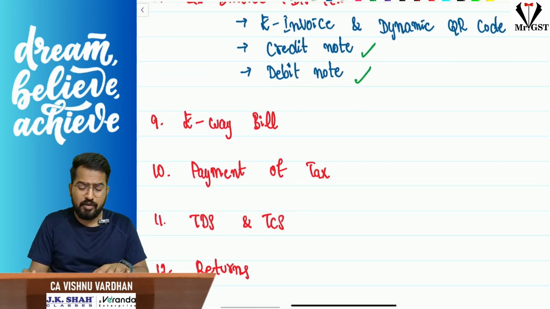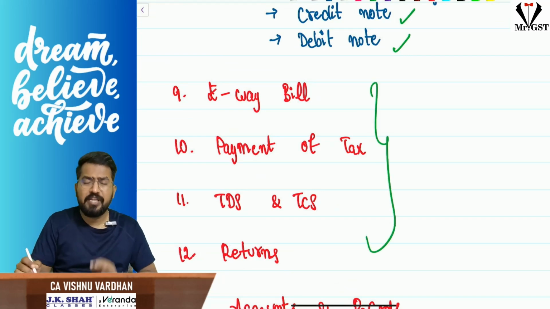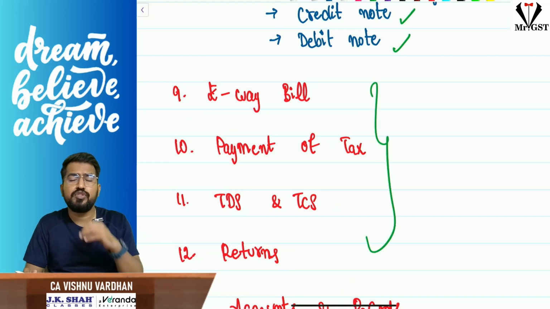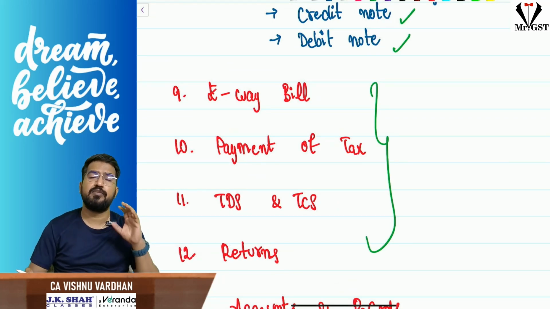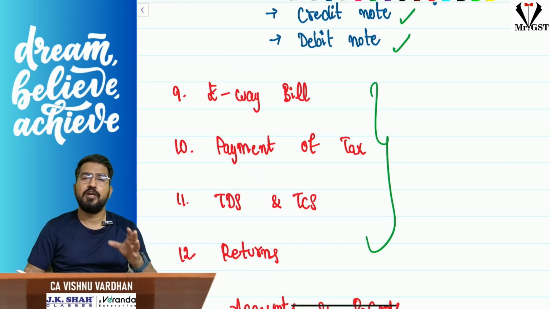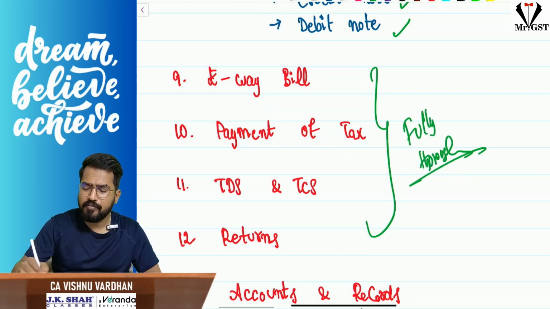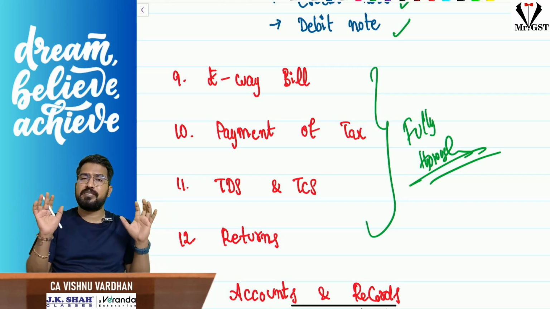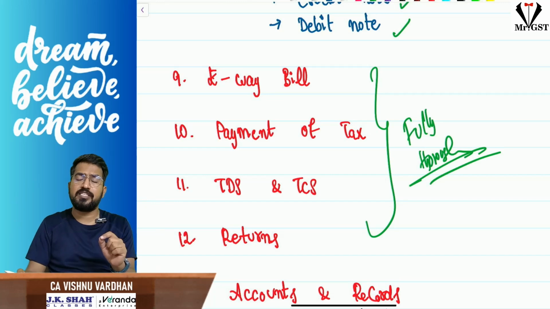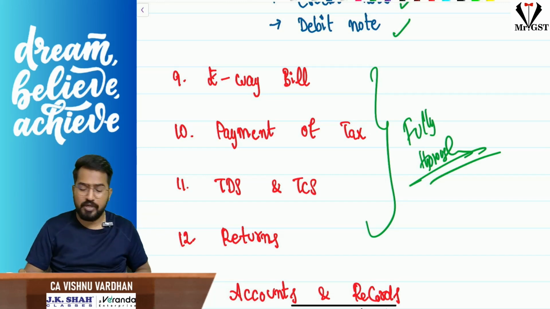E-way bill. Now these 4 chapters are very small chapters, and most of the students will neglect them. Please understand, questions from these chapters will be literally damn easy in the exam. So please make sure you are fully thorough with these topics. Make sure these 4 chapters are 100% clear, because I repeat, they are small chapters and the questions are very easy from them. So please make sure you are going through that.